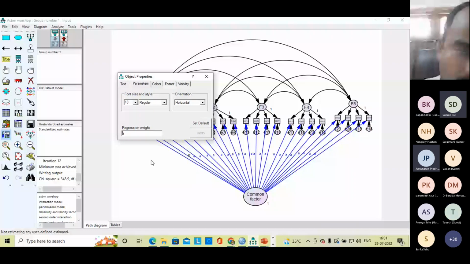Go to the parameter option and constrain it as A, B, C, whatever you like. But whatever you put, put the same thing on every arrow mark, because common method biasness requires the constraint to be similar or the same. Likewise, you need to double click on every arrow mark and give the same symbol.